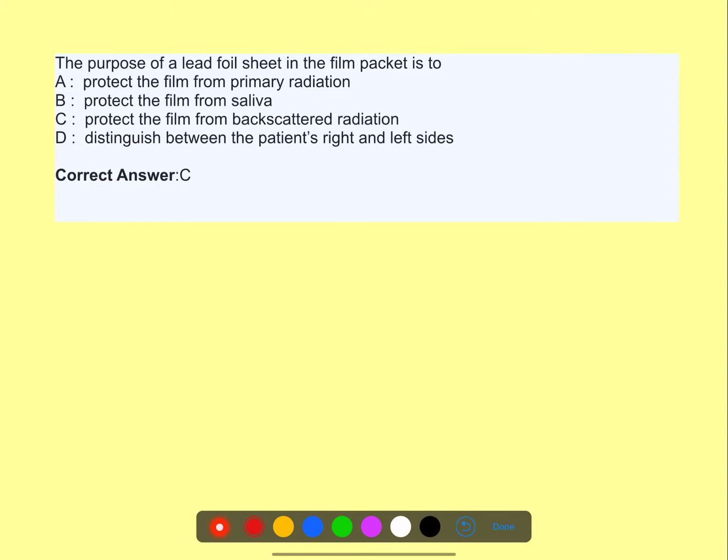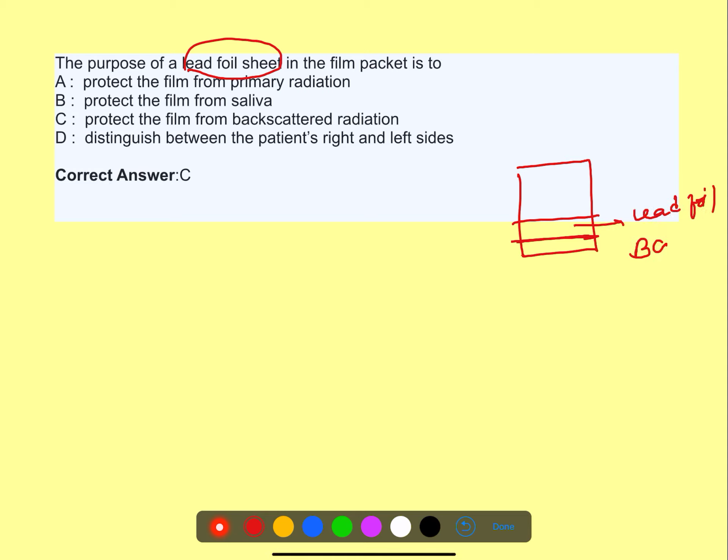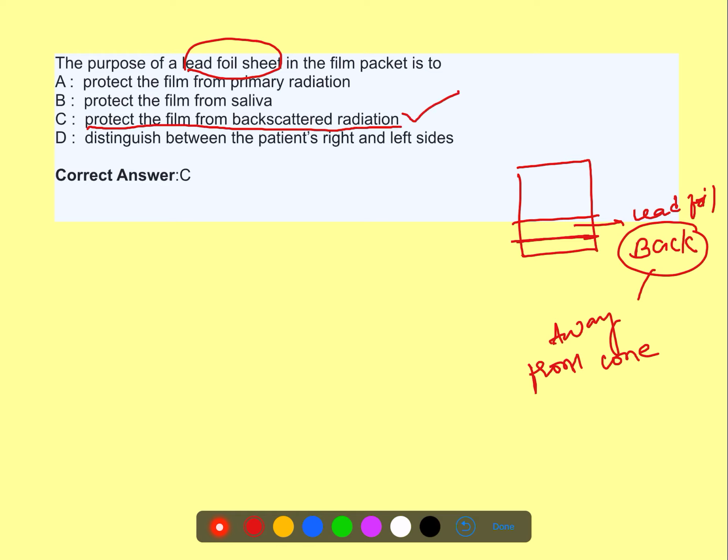The purpose of the lead foil sheet in the film packet is... So you have to know where the lead foil sheet is present. If you take the internal structure or layers, first you will see the lead foil on the back side, that is, away from the cone. This placement of lead foil away from the cone, on the backside, will protect the film from back scattered radiation.